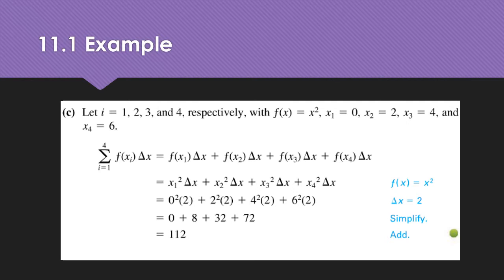we get x sub 1 squared delta x plus x sub 2 squared delta x plus x sub 3 squared delta x plus x sub 4 squared delta x. And then when we square the values of x, and put in that delta x is 2, we get what you see there. We add them up and get 112.